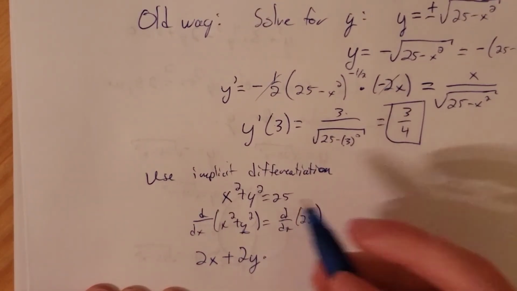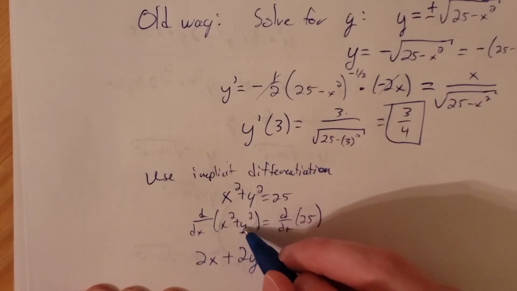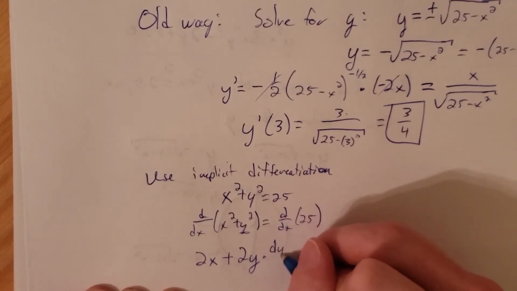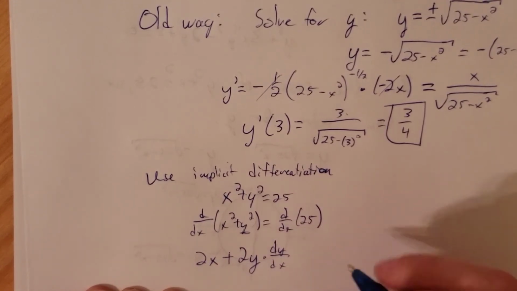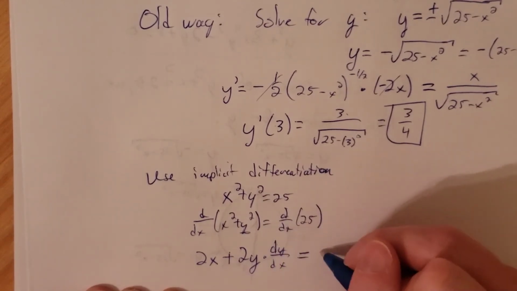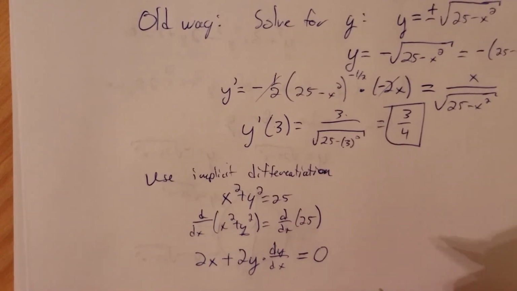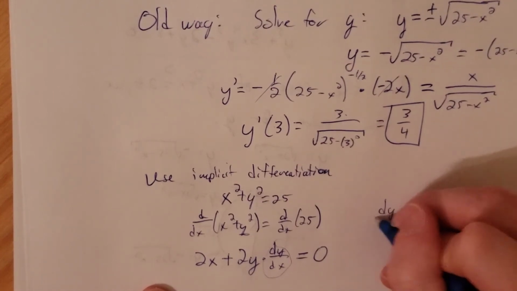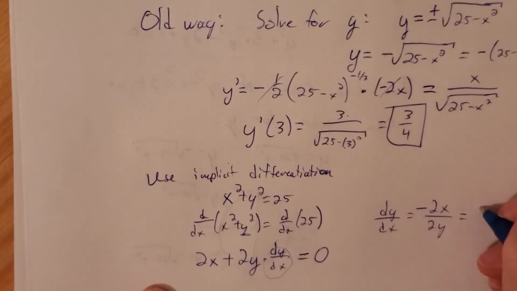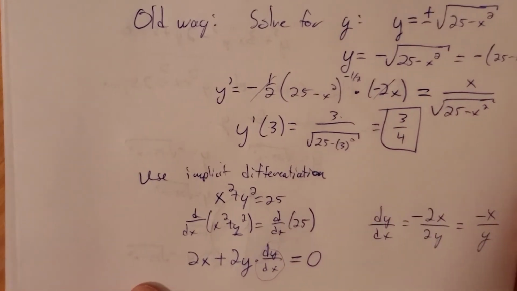And then multiply by the derivative of the inside function. Well, the inside function is y here, so the derivative of that is dy/dx, or y prime, however you want to write that. And then this is equal to the derivative of 25 with respect to x. That is a constant, so the derivative of that is 0. All right, and now we need to solve for y prime, or dy/dx. So dy/dx is equal to negative 2x over 2y, which is negative x over y.